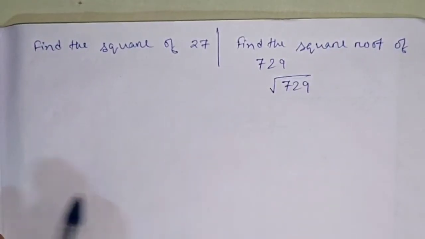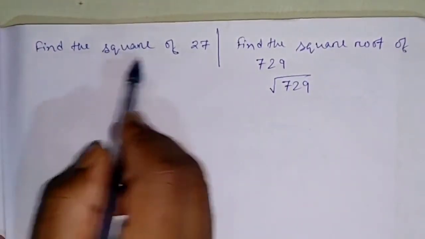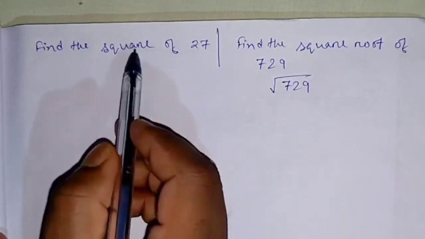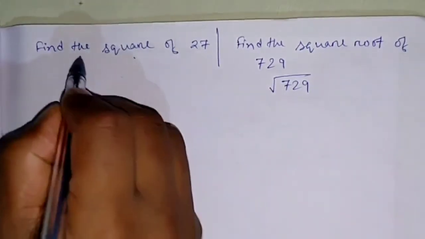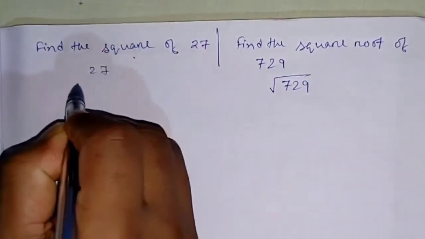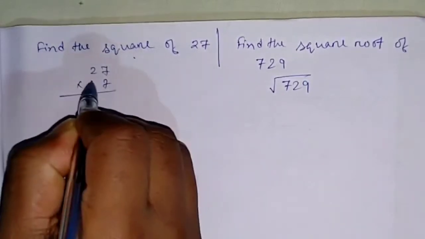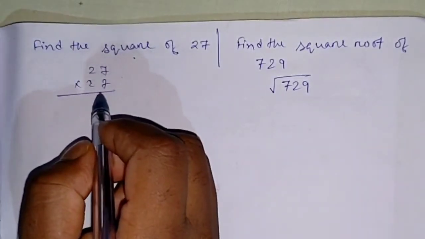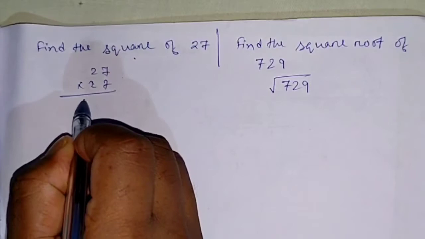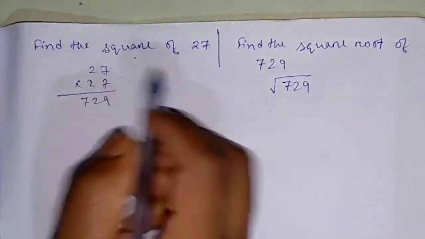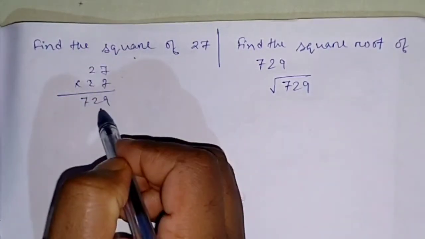Now all of you remember one thing. If the question says find the square of 27, then we have to do it like this: 27 into 27, how much? So 27 into 27 is 729. Okay, this is the square of 27.